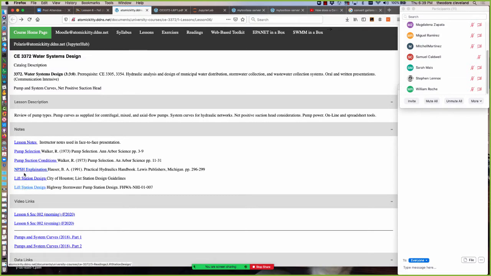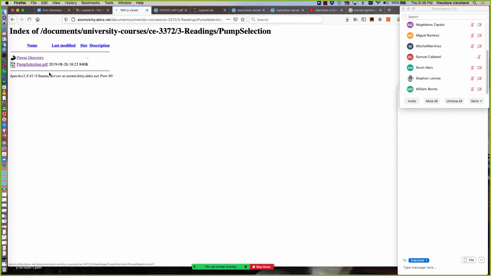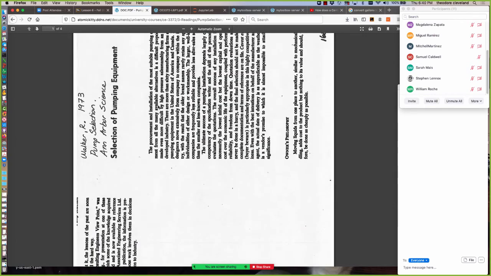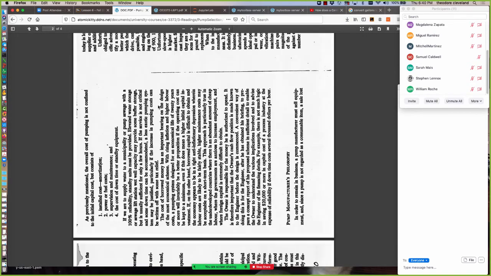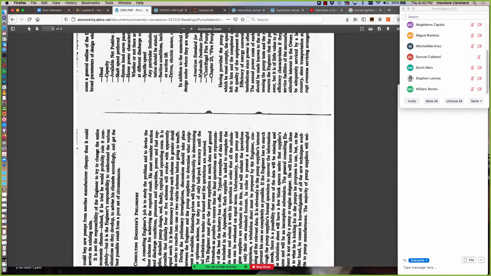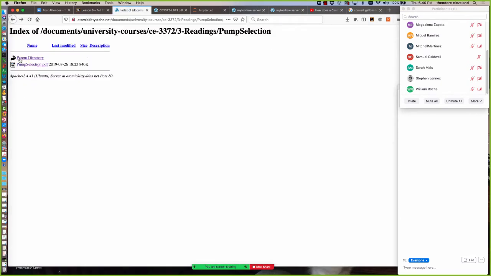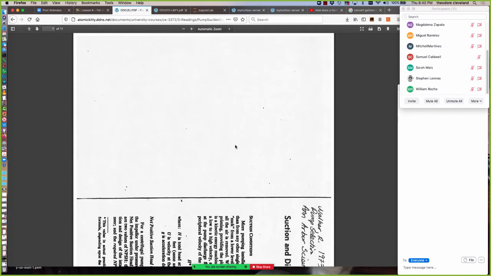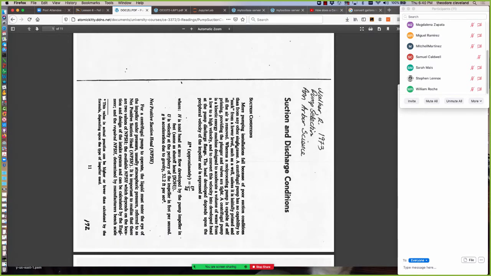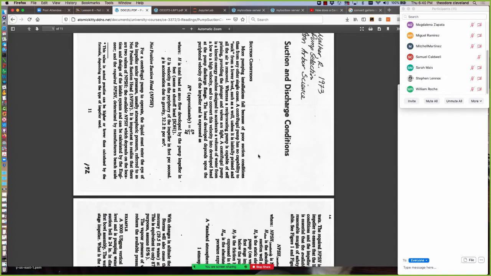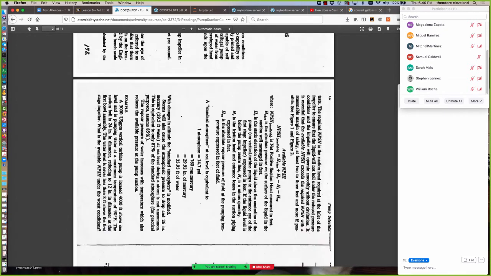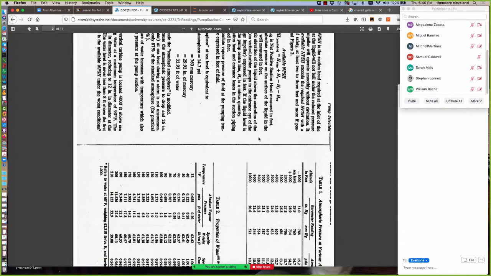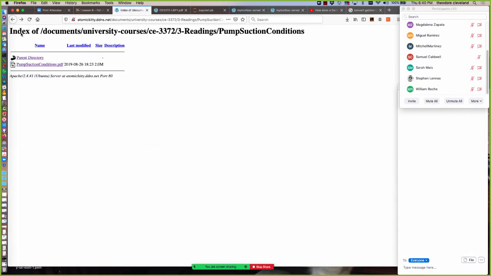There's a series of readings here that are available to you. The first one is called Pump Selection, and it discusses how to select pumping equipment, at least from the hydraulics consideration. And you can read that. There is also, by the same author, suction and discharge conditions, and that's largely important for the hydraulics of the system to be available to operate correctly. And I'll actually be using this equation that's sideways, and this is a good reading to do on your own at some point.